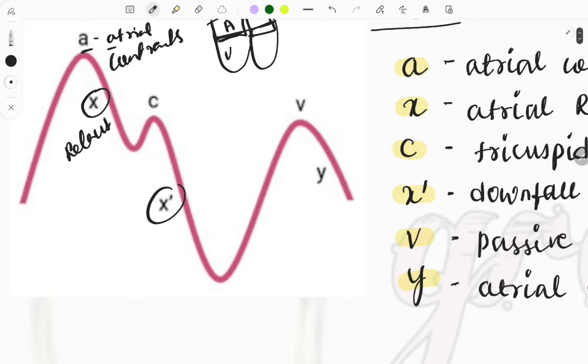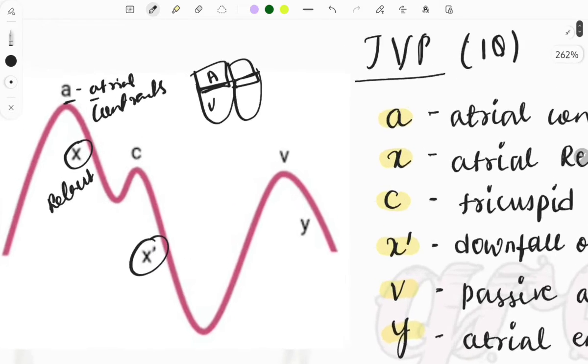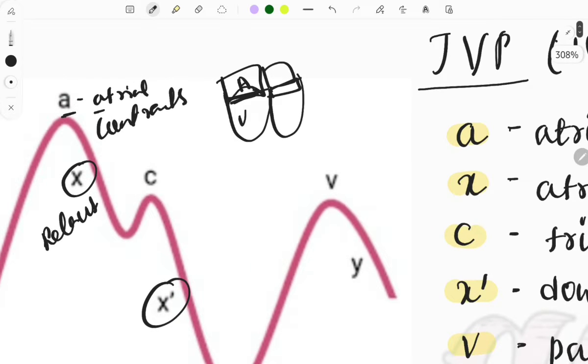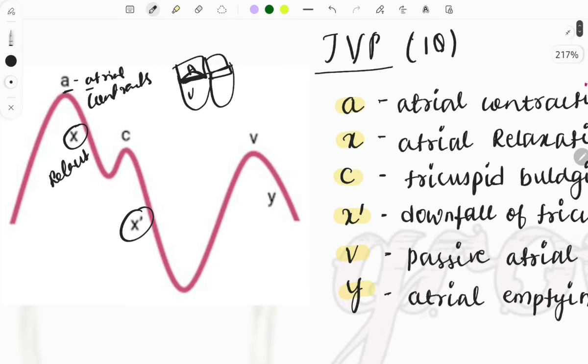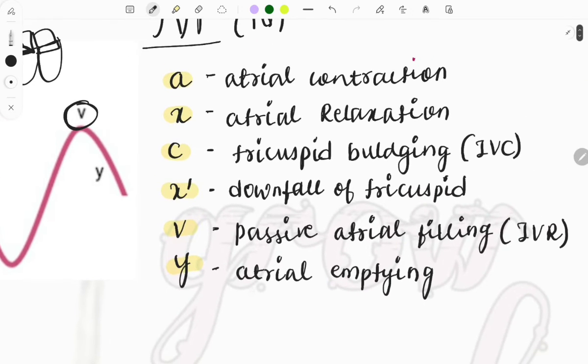Then X dash stands for the downfall of the tricuspid valve. See, this tricuspid is there. When it is bulging like this, it is the C wave, and when it comes again to its normal position like this, that signifies the X dash. Then what does V stand for? V stands for the passive atrial filling. That is the isovolumetric relaxation.